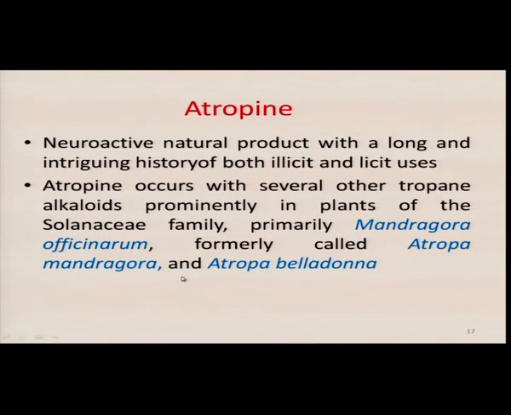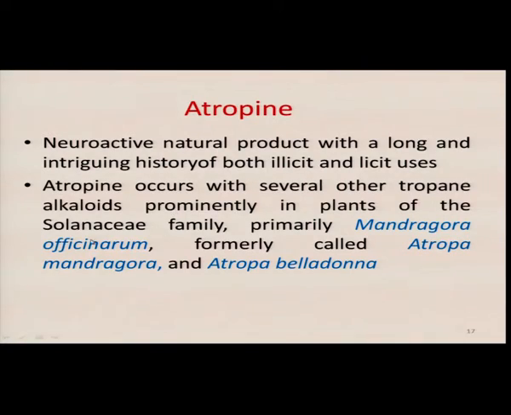Atropine. Atropine is a neuroactive natural product, and its use has been known, both licit use and illicit use, from prehistoric times. So it has a long, intriguing history of both uses.